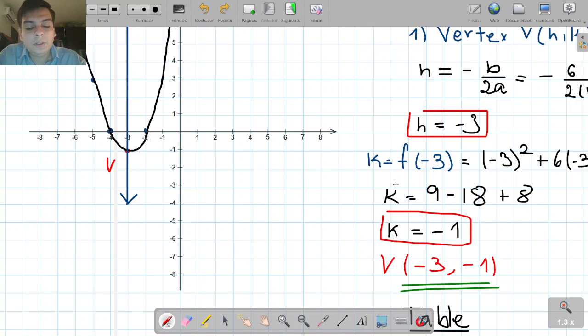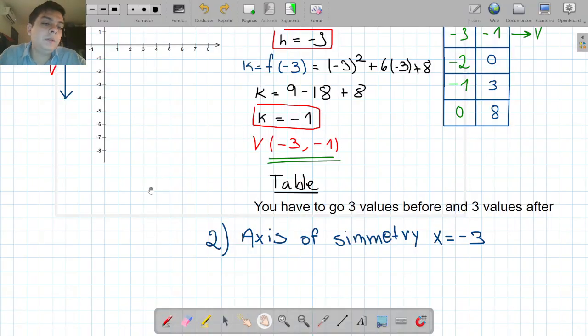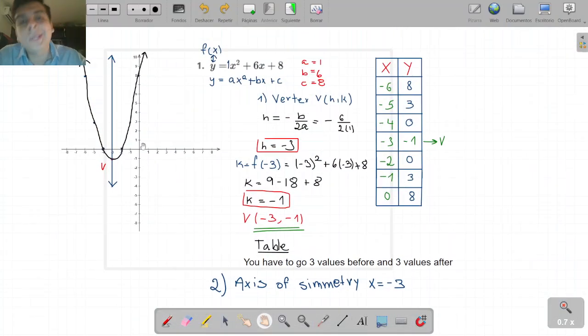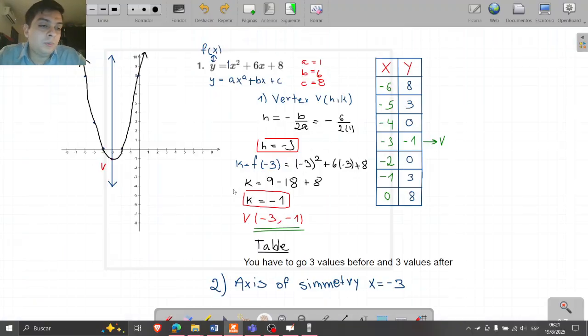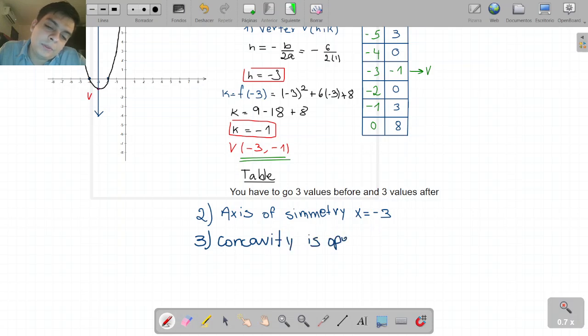Okay, let's continue. Concavity is very easy. The concavity is open up, okay, because you can see it's going up. So we can just write that as an answer. Concavity is open up.